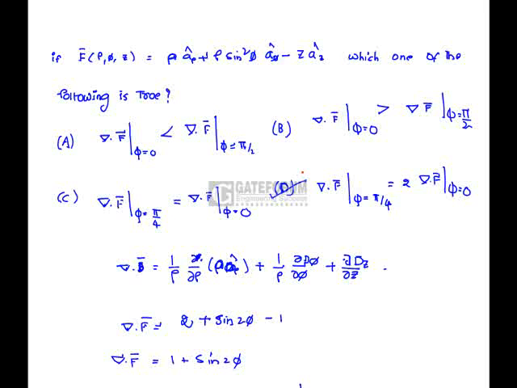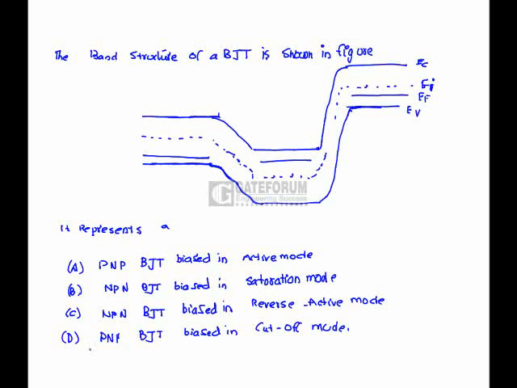Here the question is, the band structure of a bipolar junction transistor is shown in the figure. It represents, here this is the Fermi level closer to the valence band, meaning up to this particular point it is a P type semiconductor. Here the Fermi level is closer to the conduction band, meaning this is an N type device. Here also the Fermi level is closer to the valence band, that is, this is P.